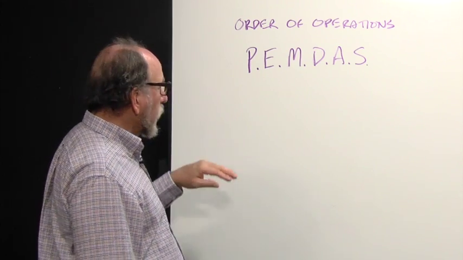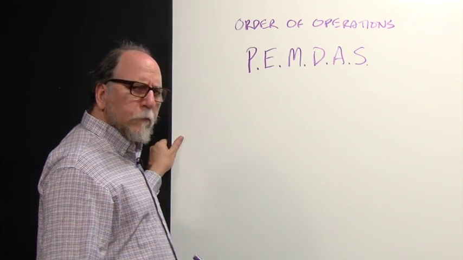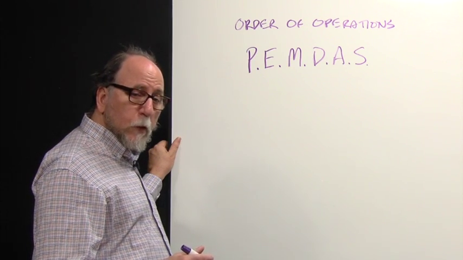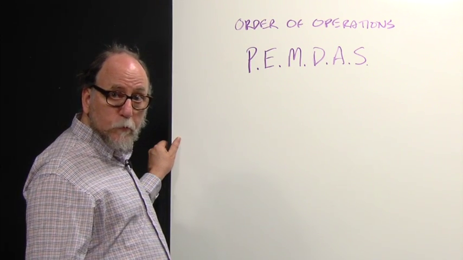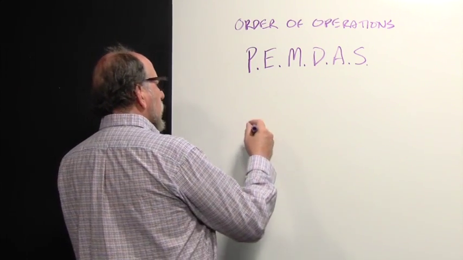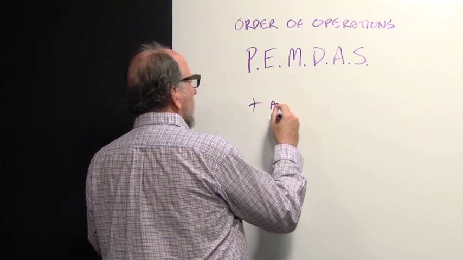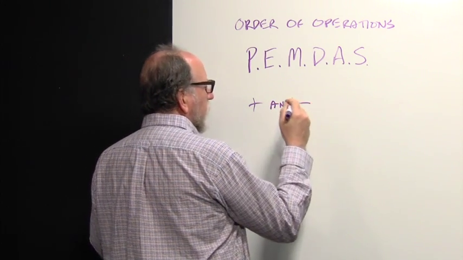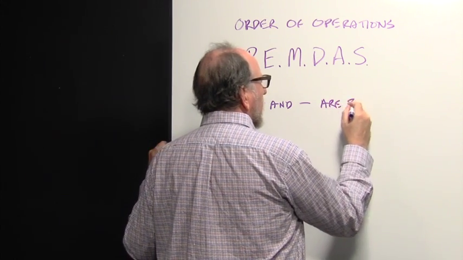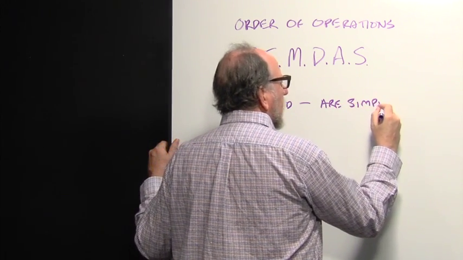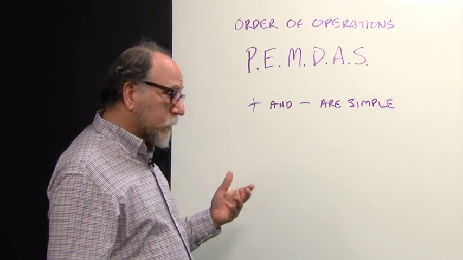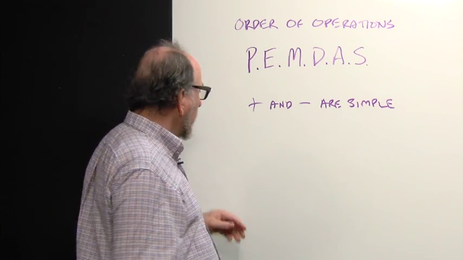I'll do some examples later, but I want to explain to you first why this is the way it is, because it's quite possible that nobody ever explained it to you before. So, let's start with addition and subtraction. They're very simple, and they're the first things you learned in school. That's why they come last in the list, because they're the simplest, most primitive thing.